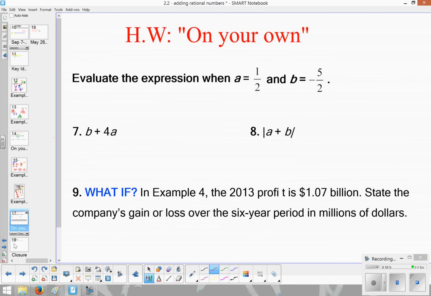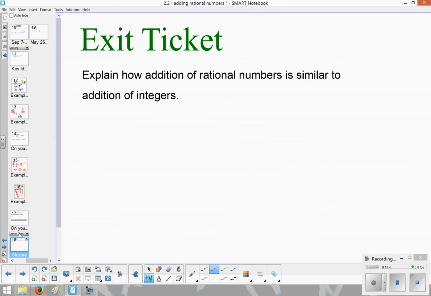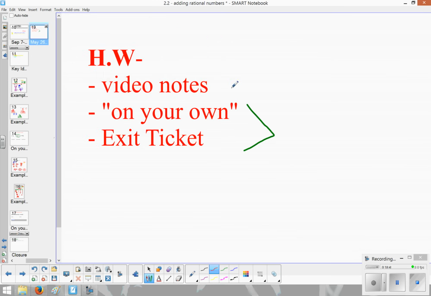And one more thing you need to do for me before your homework is done is to answer the exit ticket on the same page as on your own. And then any questions again, if you have them, please ask me tomorrow. And don't forget, video notes you should have in your notebook on your own and exit ticket on the same paper.